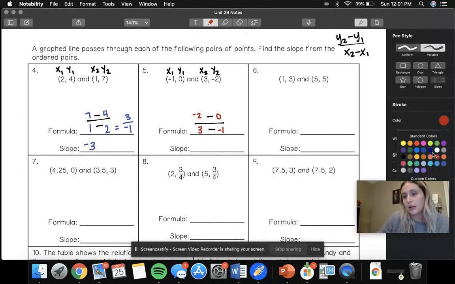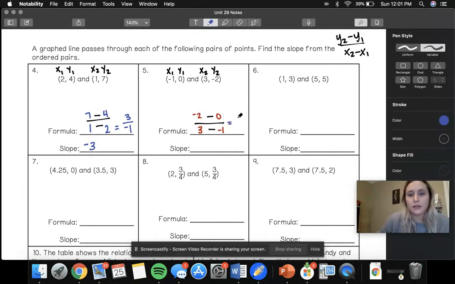All right, now we need to do some calculations. Negative 2 minus 0 is negative 2. And then 3 minus negative 1. Again, you can just type that into your calculator, or you could also know that subtracting a negative is like adding. So that would become a positive 4.